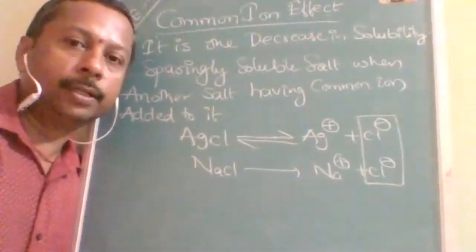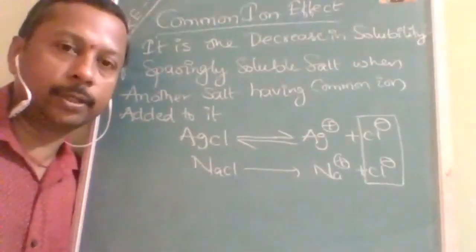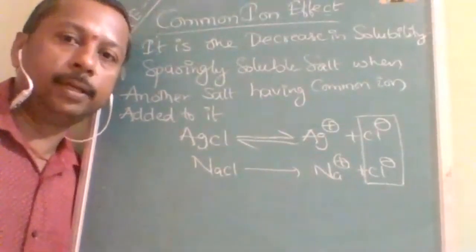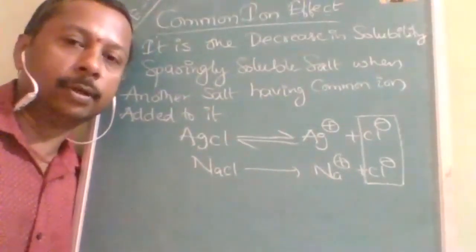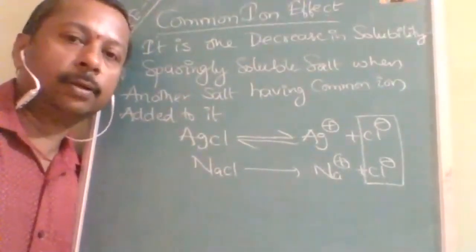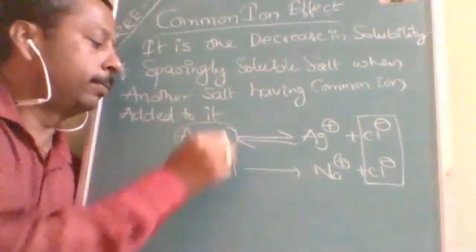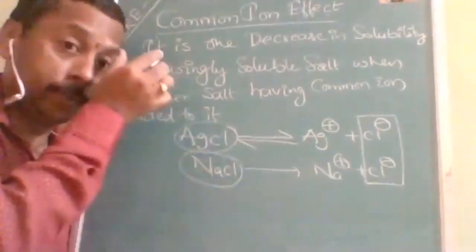Okay, next we come to the next most important topic, that is the common ion effect. We are going to study common ion effect. The definition: it is the decrease in solubility of a sparingly soluble salt when another salt having a common ion is added to it. Here I am taking two examples. This is sparingly soluble, this is completely soluble.